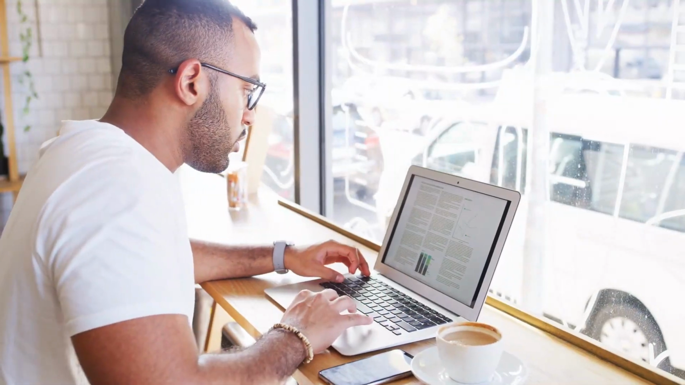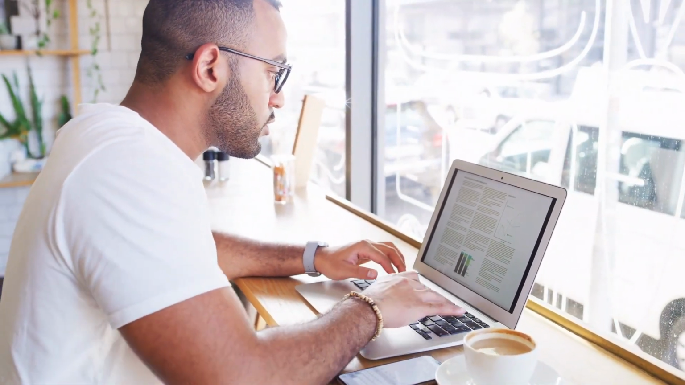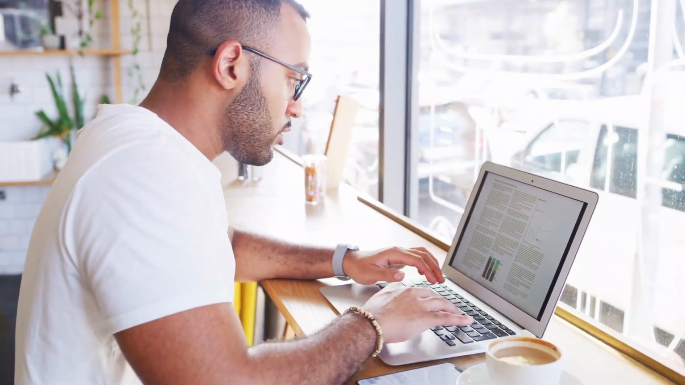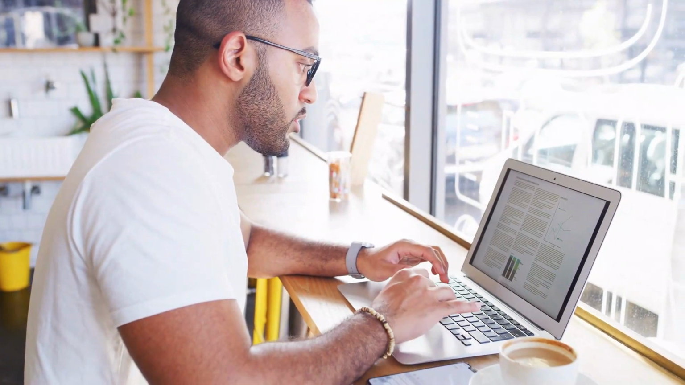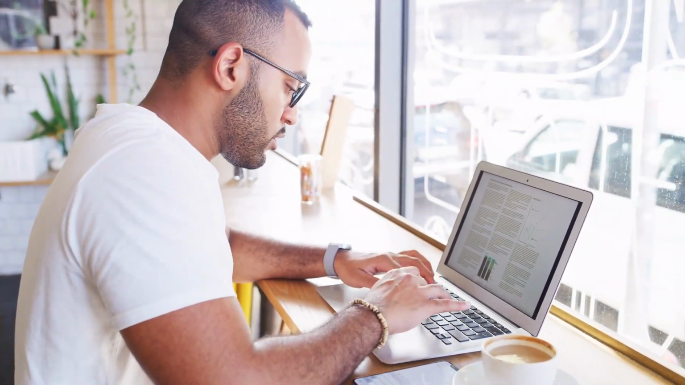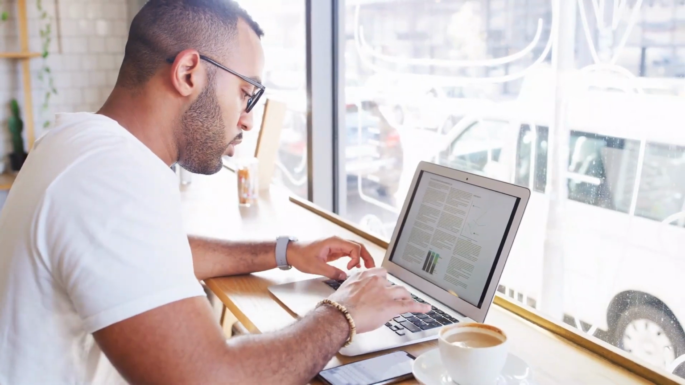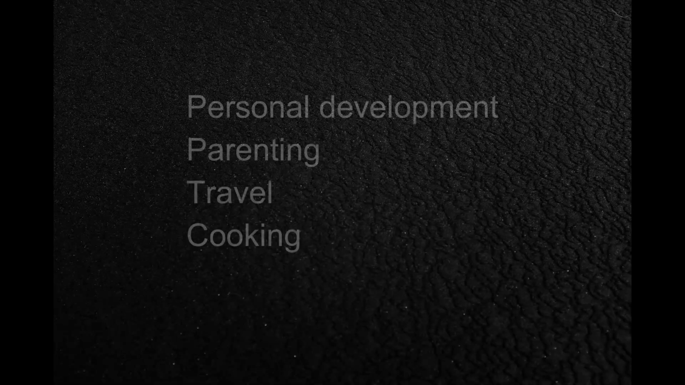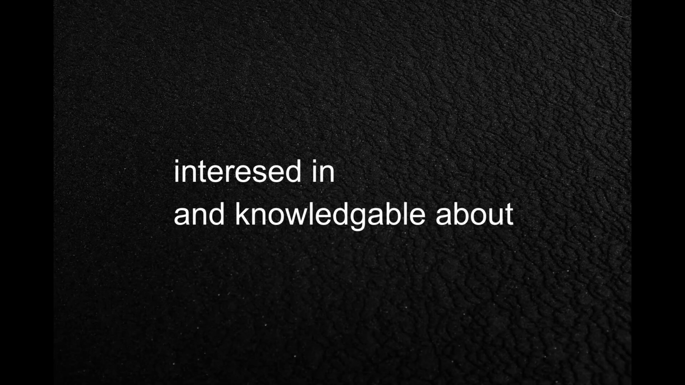The first step in creating a successful blog is finding your niche. A niche is a specific area of interest that your blog will focus on. It's important to choose a niche that you're passionate about and knowledgeable in, as this will make it easier for you to create content and connect with your audience. Some popular niches include personal development, travel, parenting, and cooking, but the possibilities are endless. When choosing your niche, think about what you're truly interested in and knowledgeable about.